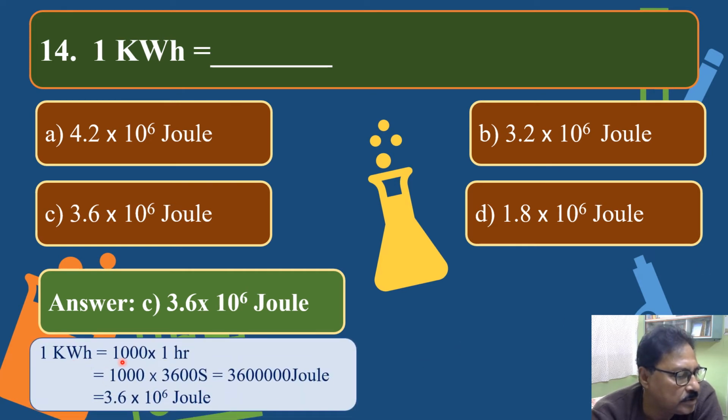1 kilowatt hour is equal to 1000 watt multiply 1 hour. 1 hour is equal to 3600 seconds. So we can multiply this figure and get 3.6 multiplied 10 to the power 6 joule. So 1 kilowatt hour is equal to 3.6 multiplied 10 to the power 6 joules.